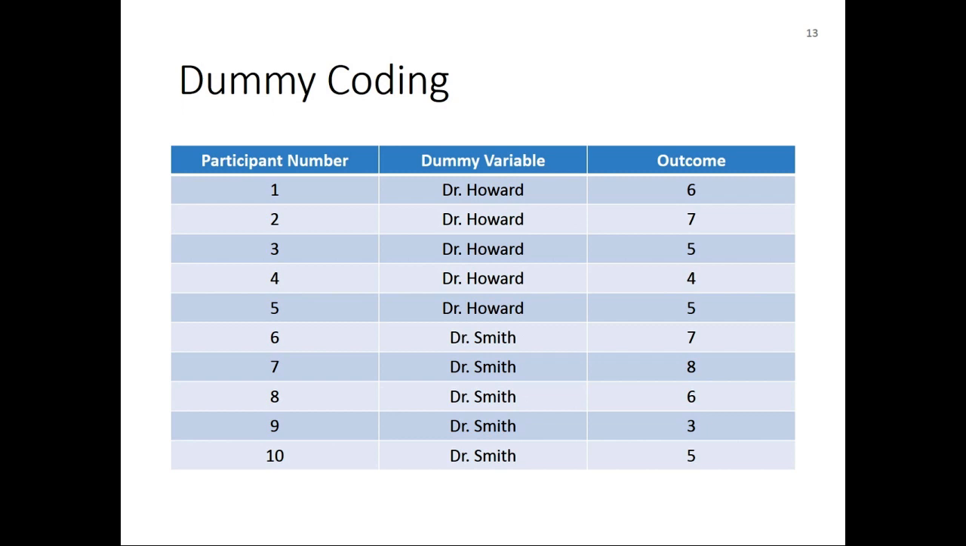And to start, our grouping variable is just Dr. Howard and Dr. Smith. So whoever recorded this data set just wrote down whatever class the student was currently in, and then they measured some type of outcome. So we have 5 students in Dr. Howard's class, we have 5 students in Dr. Smith's class, and they were measured for some type of outcome.